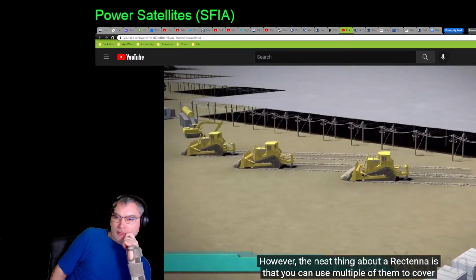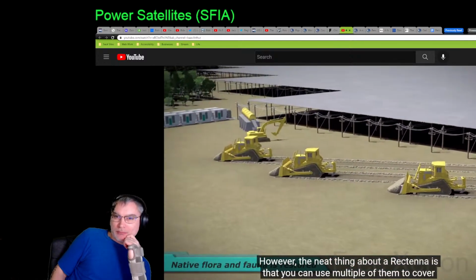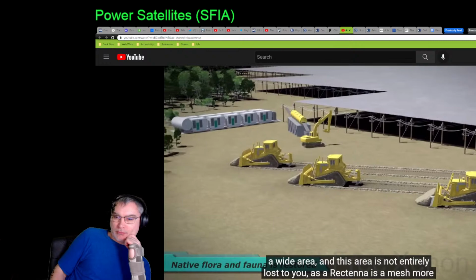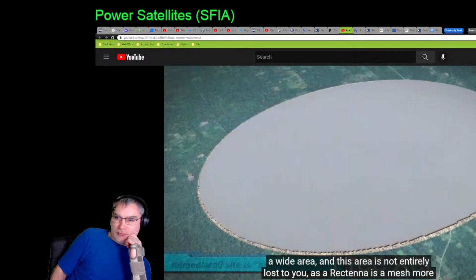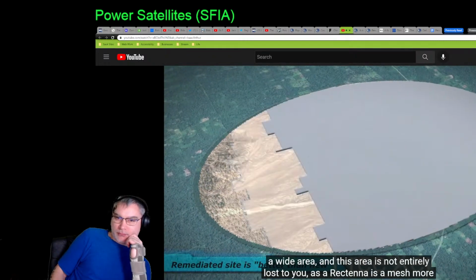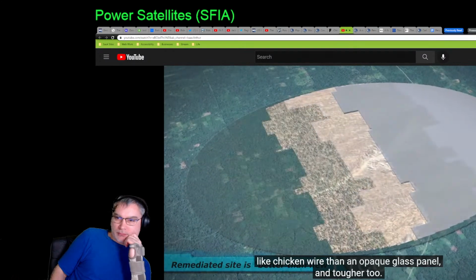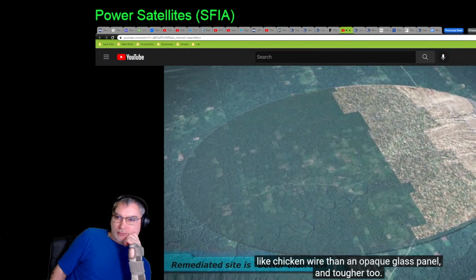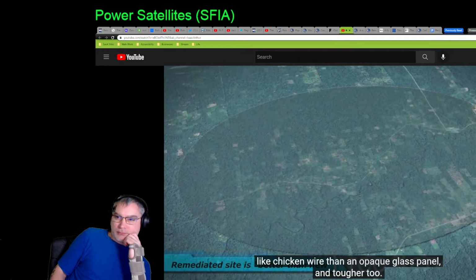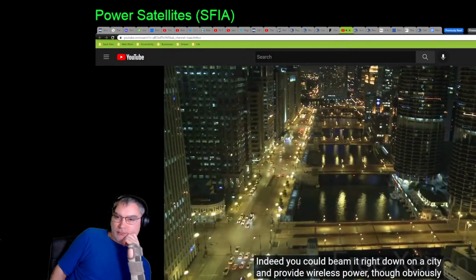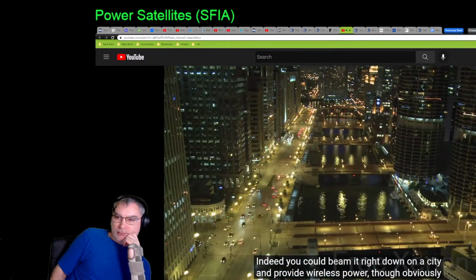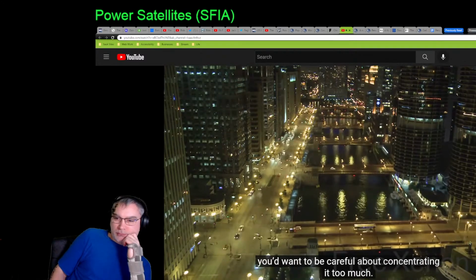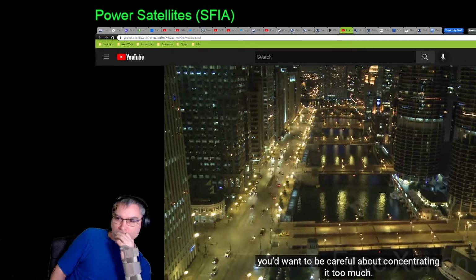However, the neat thing about a rectenna is that you can use multiple of them to cover a wide area, and this area is not entirely lost to you, as a rectenna is a mesh more like chicken wire than an opaque glass panel, and tougher too. Indeed, you could beam it right down on a city and provide wireless power, though obviously you'd want to be careful about concentrating it too much.